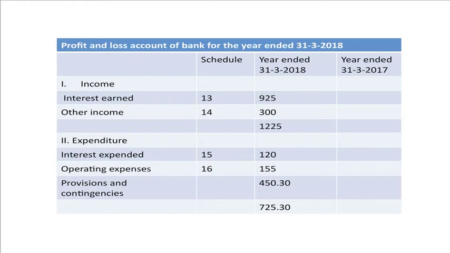So, here is the P&L now. Schedules are prepared and from 13 to 16 we have placed the figures. Income: interest earned, schedule 13, 925, other incomes, schedule 14, 300; 925 plus 300 is aggregating 1225 in rupees thousands. Expenditure: interest expended we computed in our schedule 15, it is placed over here, 120. Operating expenses total is 155 in schedule 16.